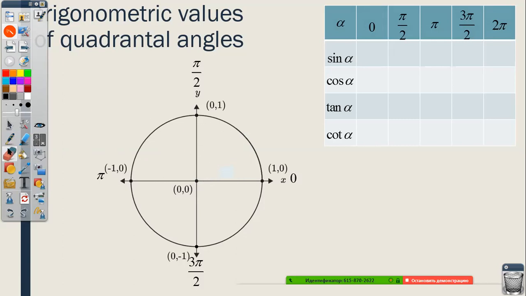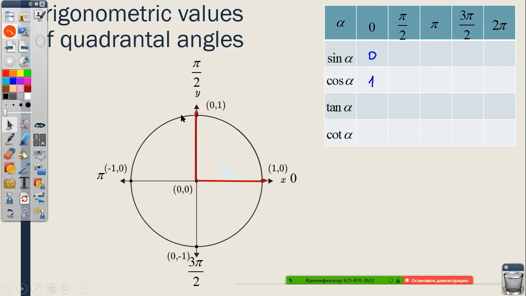Now let's clean it. Now what about the 0 degree? When it's 0 degree, this angle is intersecting with unit circle at x 1. So here x is 1, yes? So we know that the distance on x-axis is cosine. So we can write here cosine 0 is 1. Now what about the sine? There is no distance on y-axis, that's why sine 0 is 0.